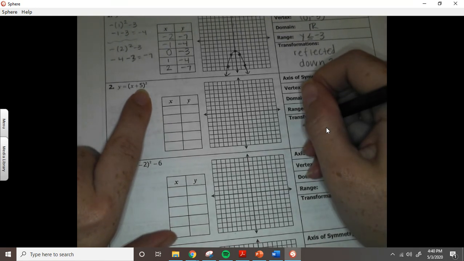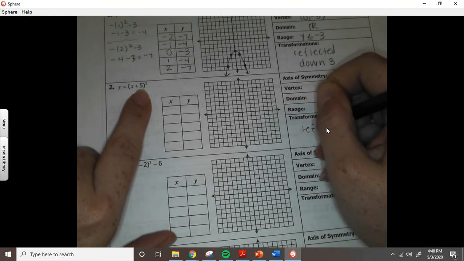Okay, so once you see that it has horizontal movement, you know it's plus, but plus doesn't mean to the right, it actually means to the left. So in this case, we know that it is going to be left 5. And let's double check to make sure that we're right when we graph.